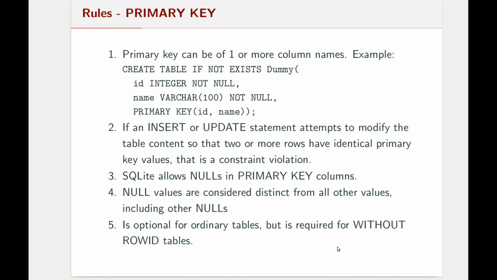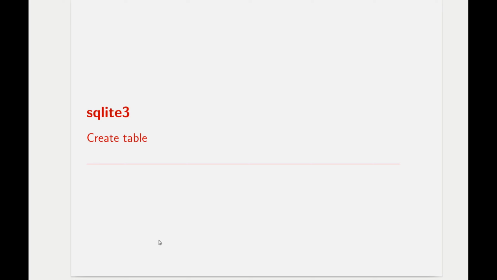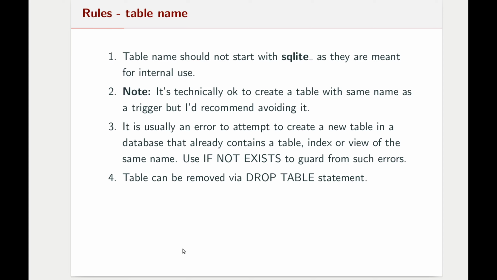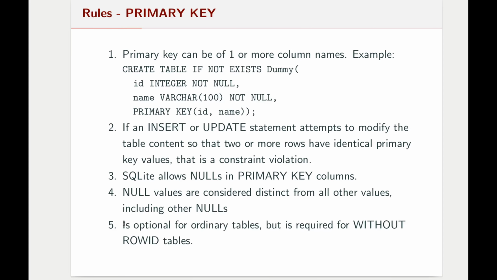The last rule here is the primary key phrase is optional in the case of ordinary tables, but it's required for without row ID tables. As you might recall from this very first diagram, you can also declare a phrase without row ID inside this table creation construct. We're going to explore that next, but what's important to notice here is that you need not specify a primary key column for every table.